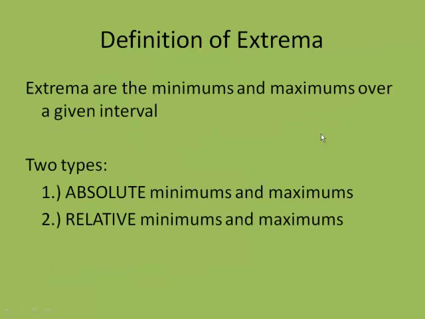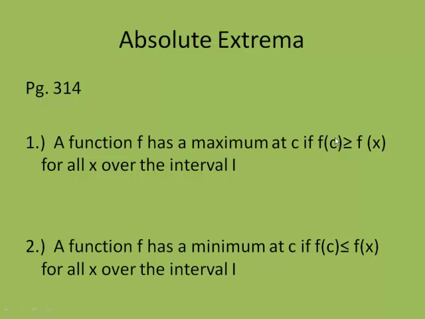So finally, let's get to this. One of the key definitions of this extrema chapter is going to be extrema, and all extrema are minimums and maximums over a given interval. So there's two types that we're going to be looking at, absolute extrema and relative extrema. So absolute minimums and maximums versus relative minimums and maximums.